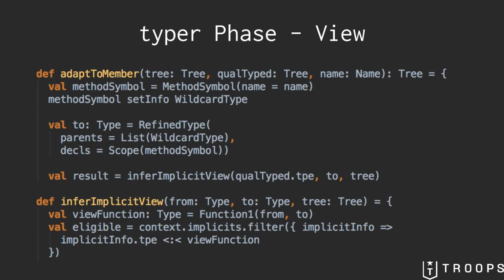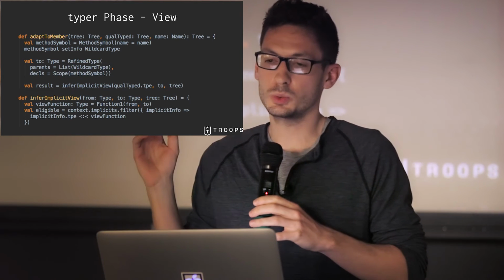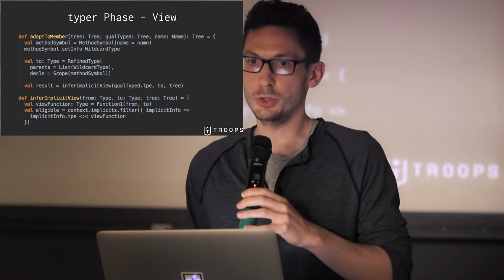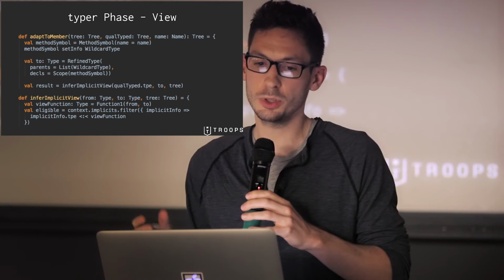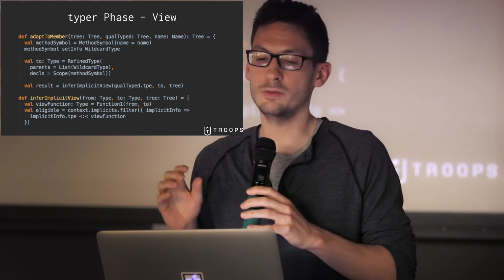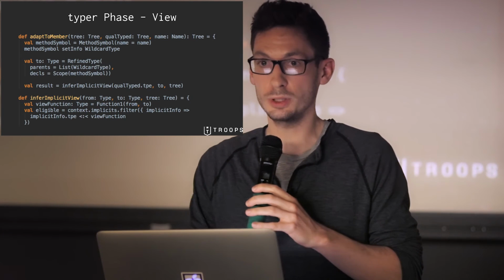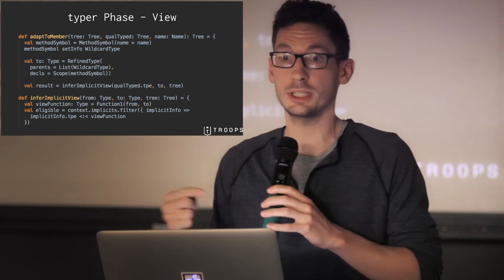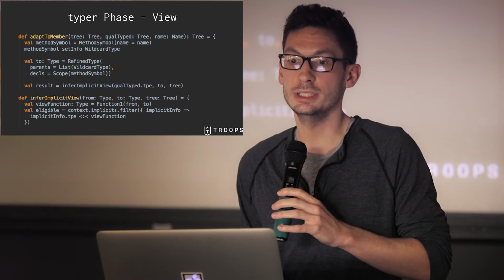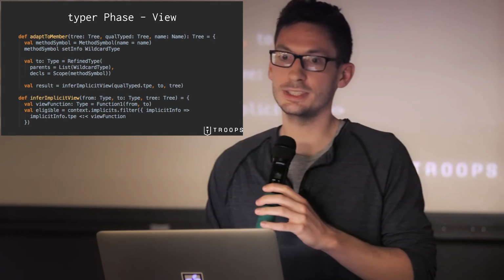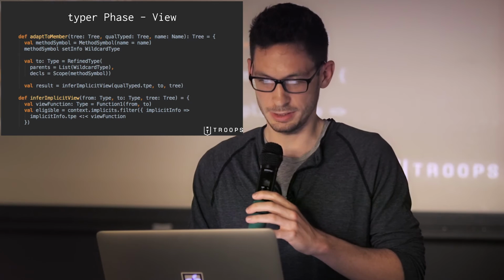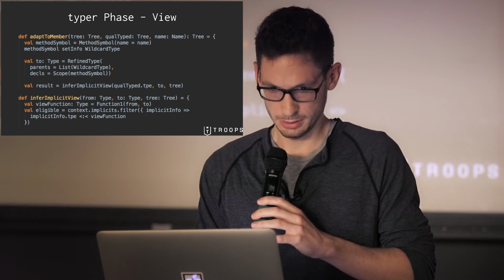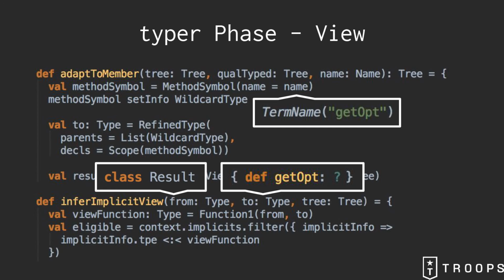So how is adaptToMember implemented? AdaptToMember is implemented in a pretty clever way. We are going to create a type that represents the view we want. In this case, we know we want a view. A view is going to be a function from the type we have to the type we want. So the type we want is any type that has a member getOpt.